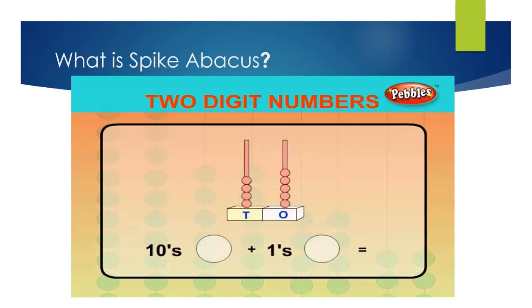Now, from the given abacus, let us count the beads and write the answer. 1, 2, 3, 4. There are 4 beads in the tens position. 1, 2, 3, 4, 5. There are 5 beads in the ones position. So, the number is 45.